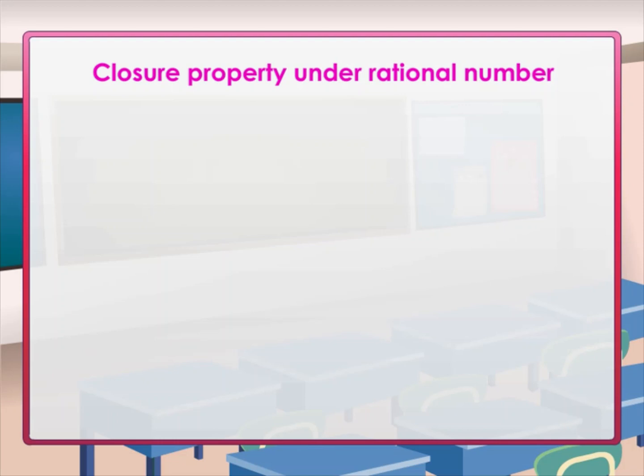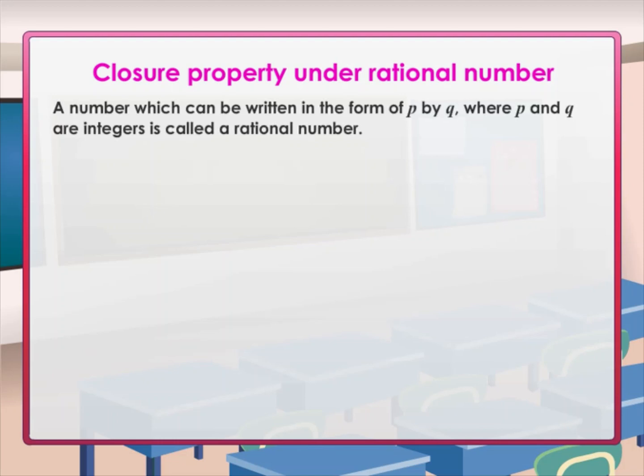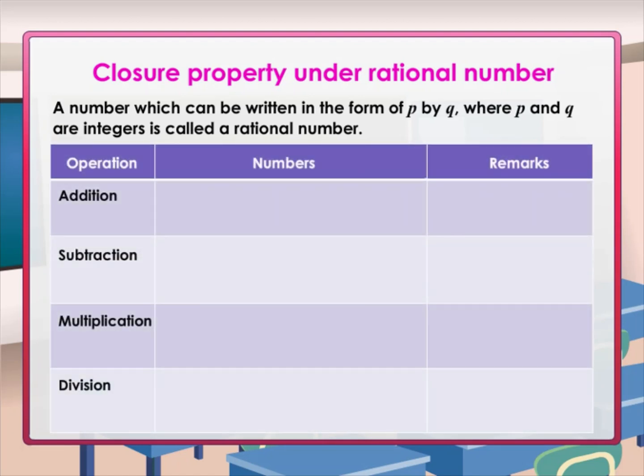Closure property under rational numbers. You know, a number which can be written in the form of p by q, where p and q are integers, is called a rational number. In your earlier classes, you have learned how to add two rational numbers. Let us add a few pairs of rational numbers here.